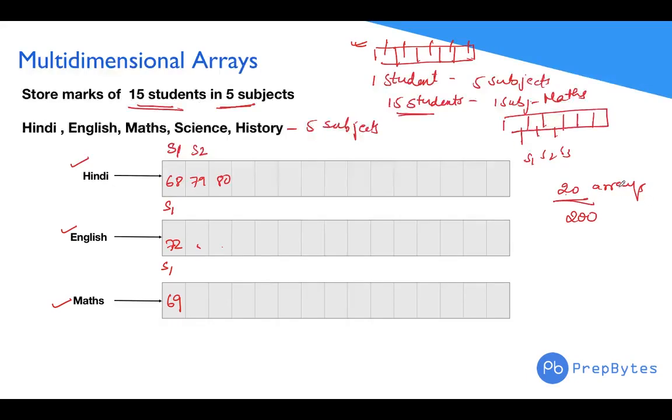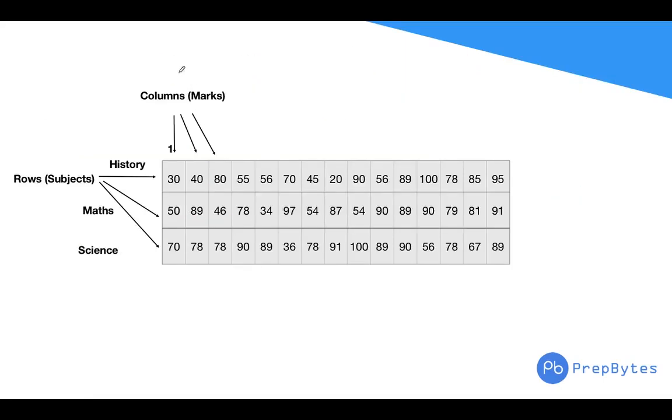So what we can do is, maybe we can combine these 3 arrays. Let's see that further. What we did is that this was history, this was maths, this was science. I have combined all the 3 arrays. So it is forming something like a 2D structure, right? You can see that this is forming a 2D structure. In this 2D structure, we have rows. These are known as rows, and each of these are known as columns.